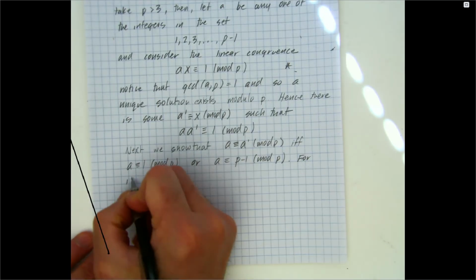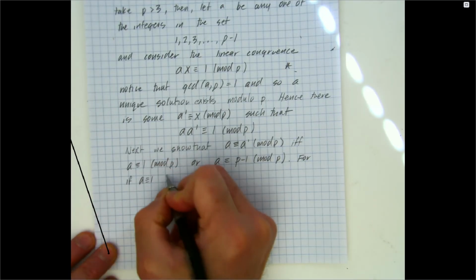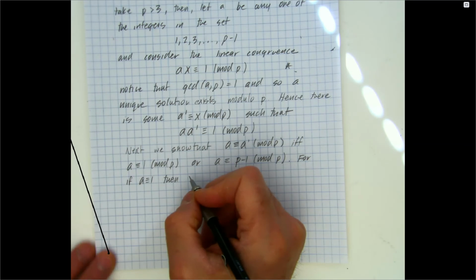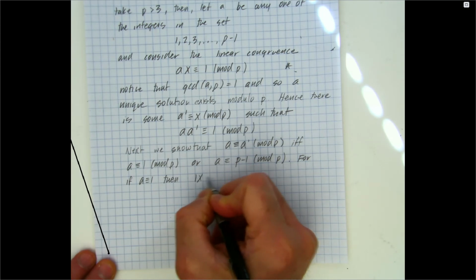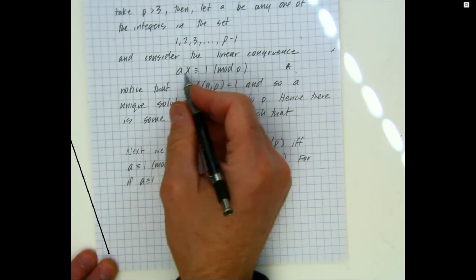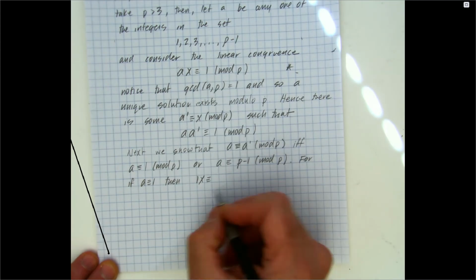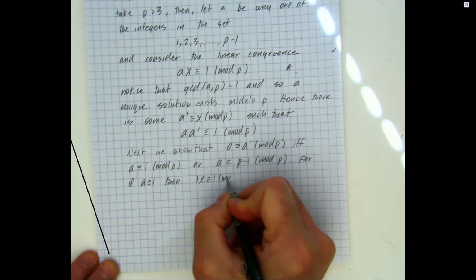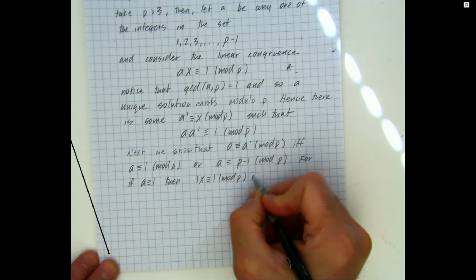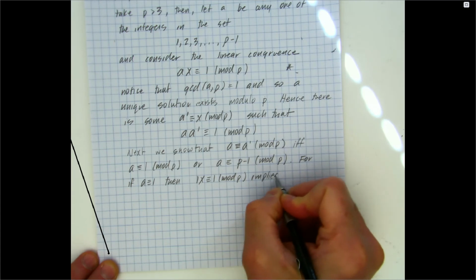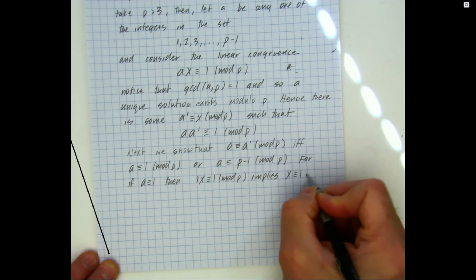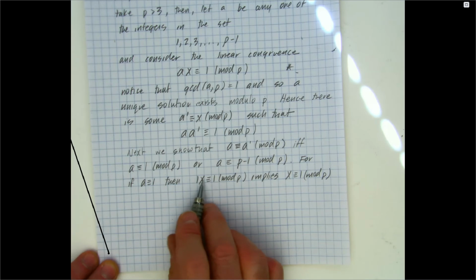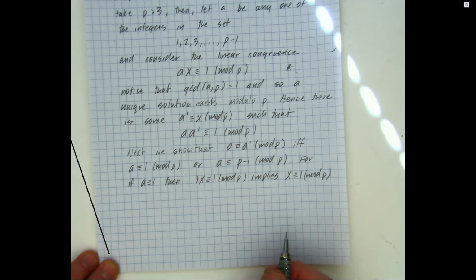For if a is congruent to 1, then, going back to this thing, a is 1, so 1x is congruent to 1 mod p, which implies that x is congruent to 1 mod p. So in other words, the only way I can get to 1 with 1 is multiplying by 1.